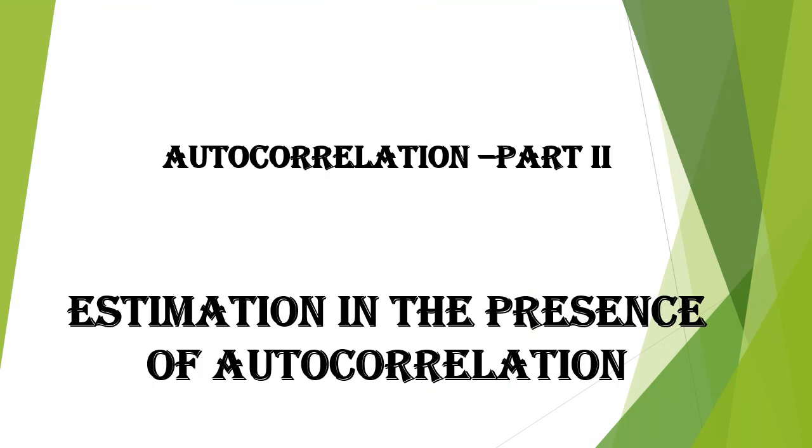As you are aware, we had divided the lecture into four parts, and this lecture is the second part of the topic on autocorrelation. In the first part, we had discussed the definition of autocorrelation, the possible patterns of autocorrelation, and the important reasons for autocorrelation.